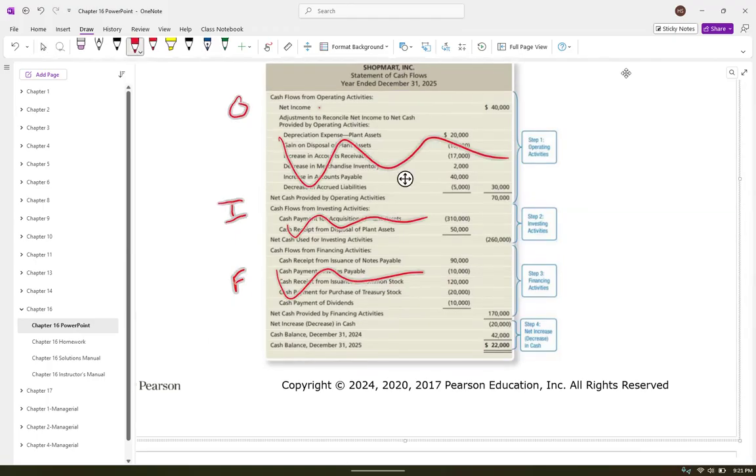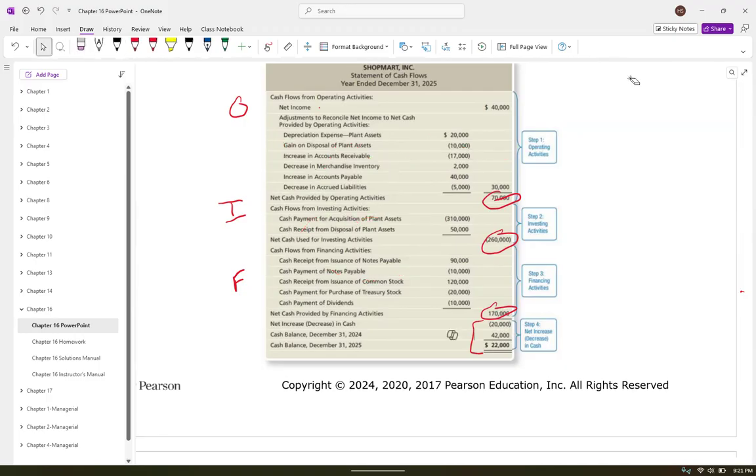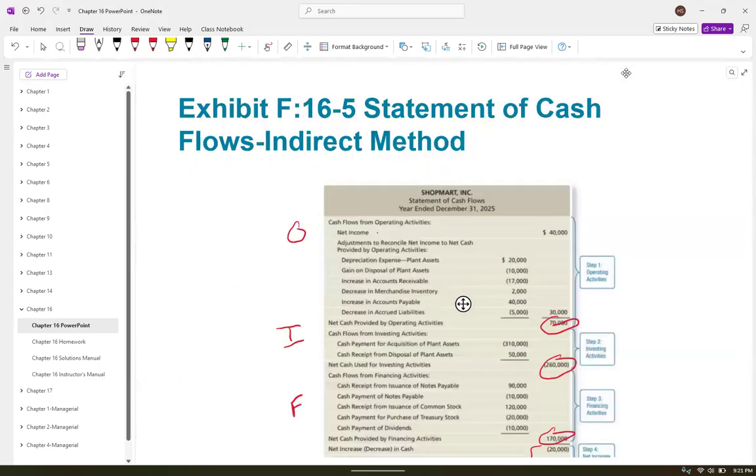Remember what I said, how you have a built-in check figure? Look right down here. If you don't know anything about statement of cash flows, you could get these three lines correct. You have your cash balance ending 22,000. You have your beginning. We know that the change is going to be a negative 20,000 because that's what our balance sheet told us. Okay. So those three numbers have to equal that negative 20,000.